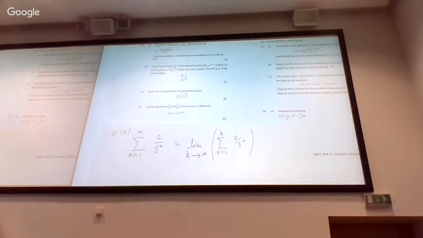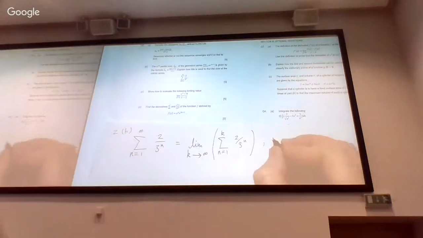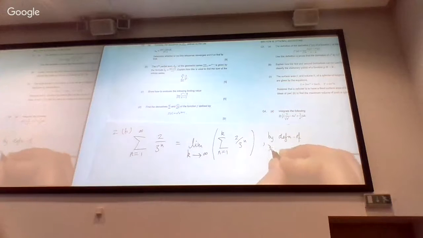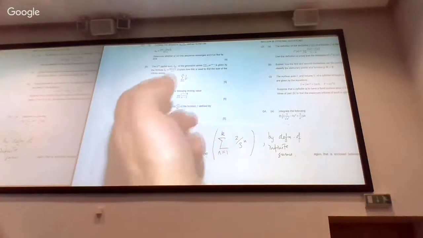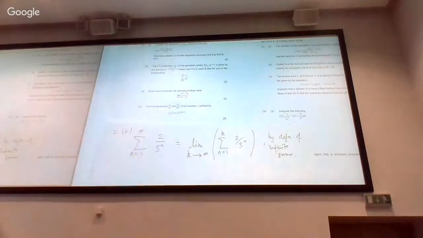Okay, so just indicate what we're quoting here. This is by the definition of infinite sums, or infinite series. Okay. So a good, clear presentation of that. Okay, and now we're in a situation where we can apply the result given in the question.